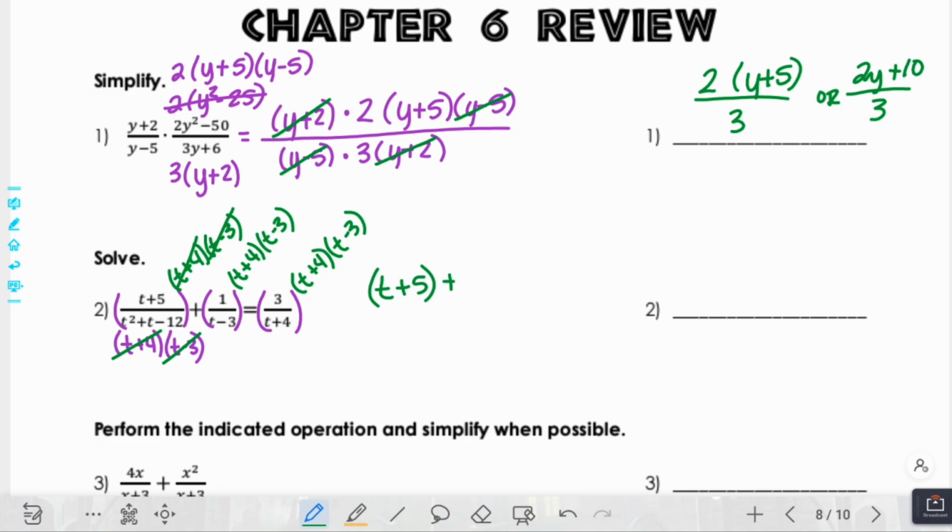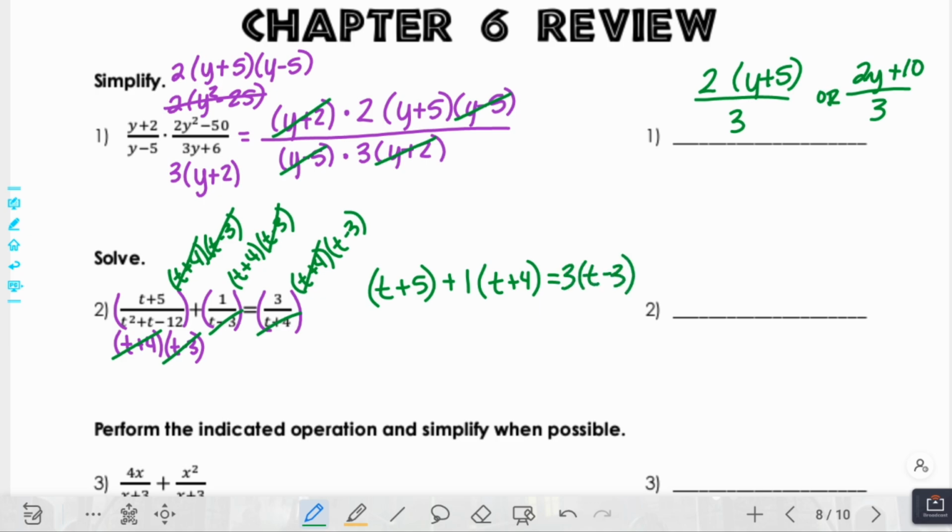Now we look at my second fraction. For my second fraction, I see that I have a t minus 3 in green in my numerator and a t minus 3 in my denominator. So I'm left with 1 times t plus 4. Then I look at my equal sign. And on the other side of my equal sign, I see that I have a t plus 4 in my numerator and a t plus 4 in my denominator. I'm left with 3 times t minus 3.